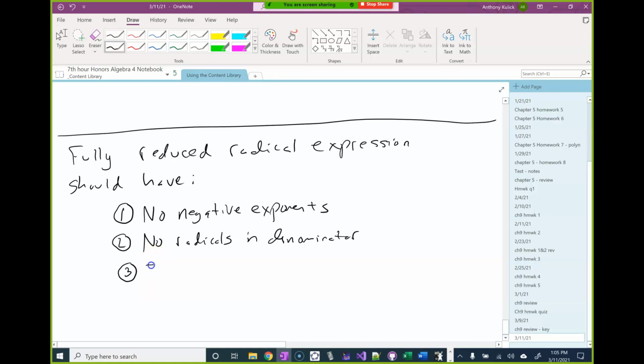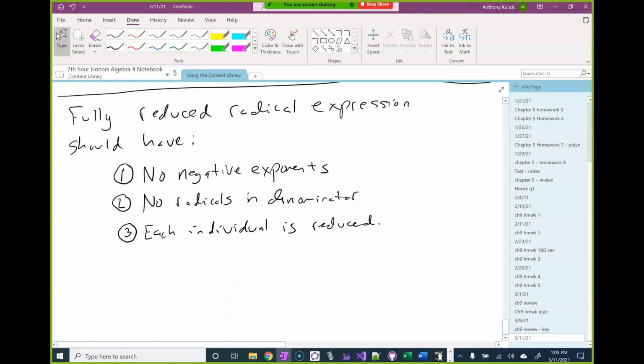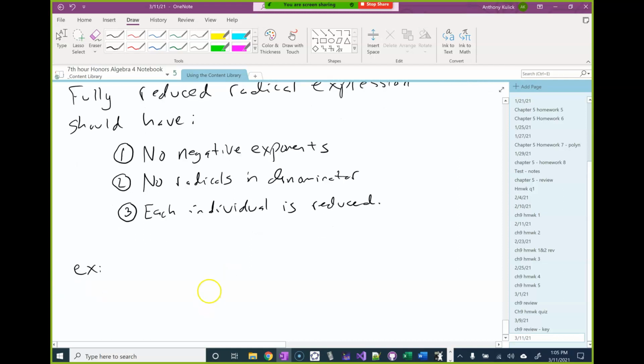Then we should say that each individual radical is reduced. All right. I think that's the criteria that I want there. Let's do an example.